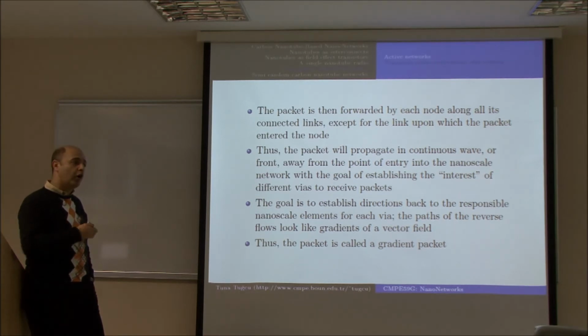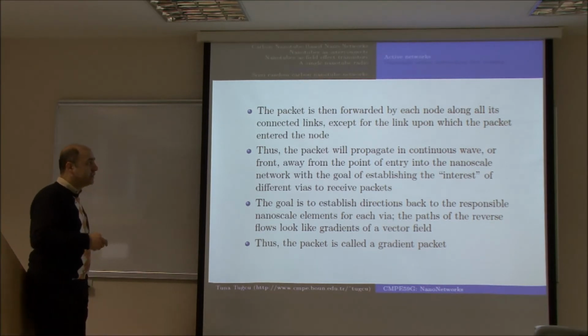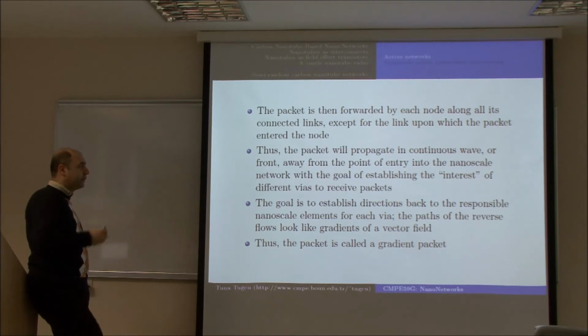You tell it to all your neighbors except the one through which you heard it, because anyways, it came that way. So you're gossiping to everyone, and whoever hears from you repeats this process. So the packet will propagate like in a continuous wave throughout the network, starting from where the via interface is, away from the via, into the network. So this way, actually, you will be establishing the interest of different vias to receive packets.